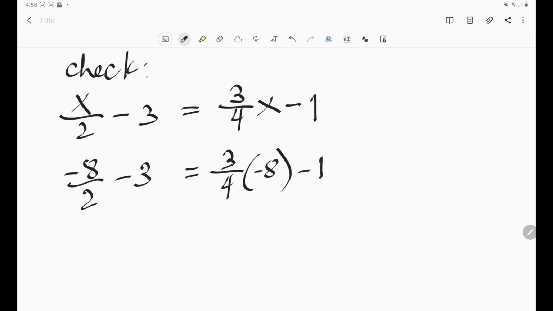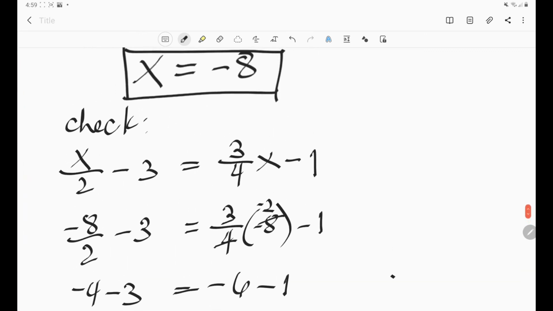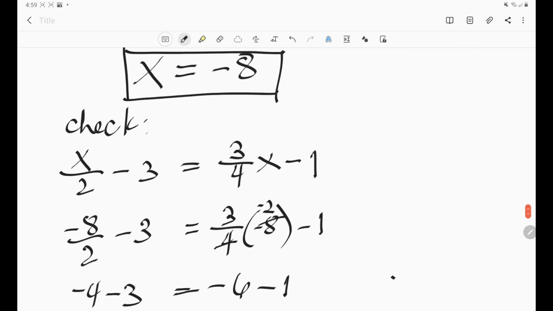Negative 8 divided by 2 is negative 4. Then minus 3 equals 3/4 times negative 8 is negative 6. Then minus 1. Negative 8 divided by 4 is negative 2, and negative 2 times 3 is negative 6. So negative 4 minus 3 is negative 7, and negative 6 minus 1 is also negative 7. So the solution of this equation is negative 8.